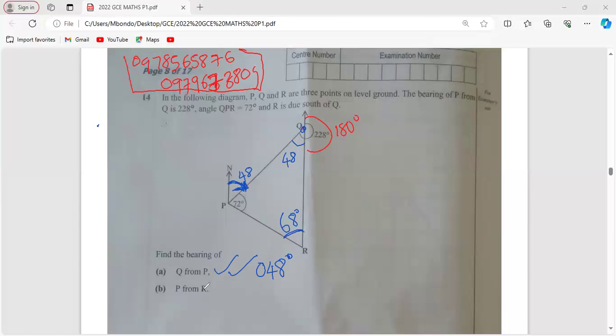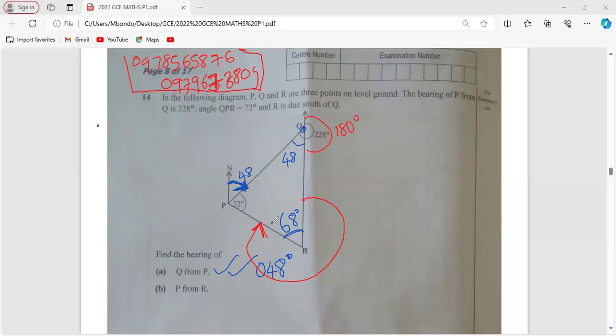What about the last one, which is to find the bearing of P from R? The bearing of P from R, ladies and gentlemen, is going to be this one here. This is what is going to be the bearing of P from R.